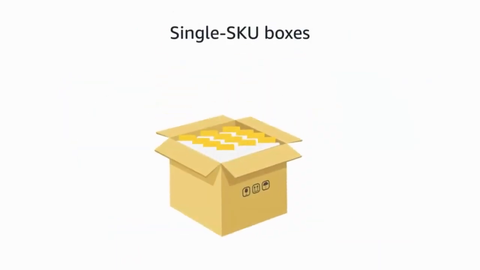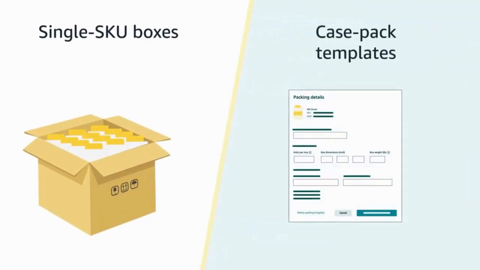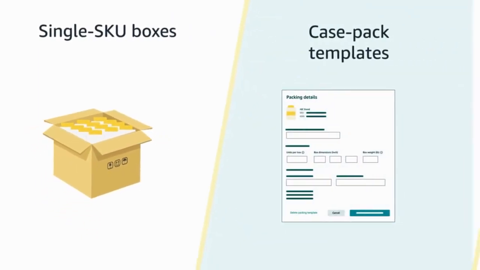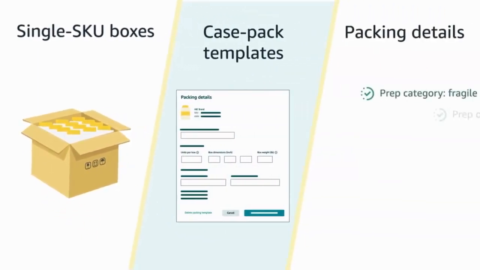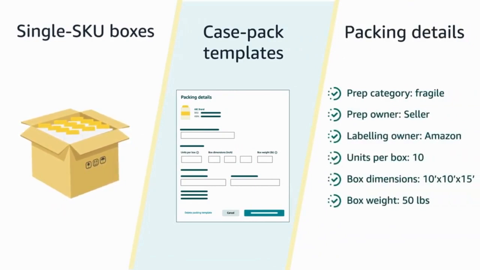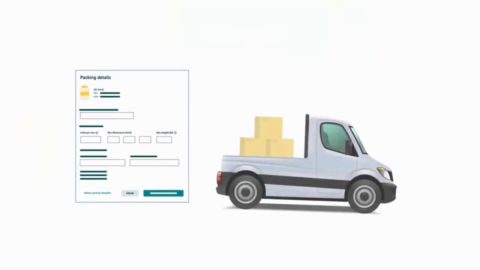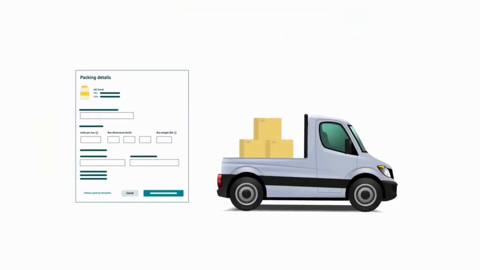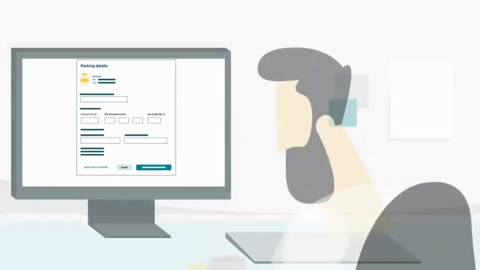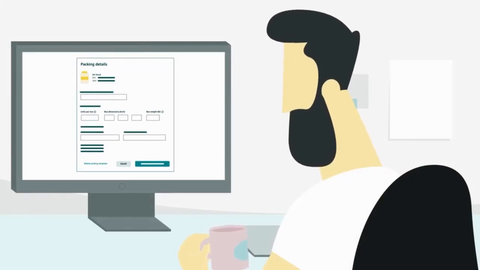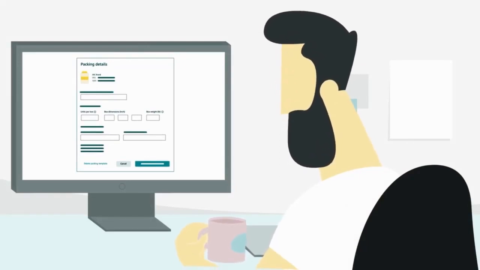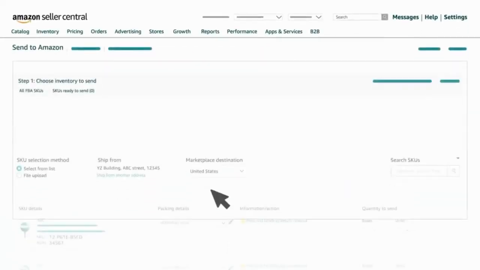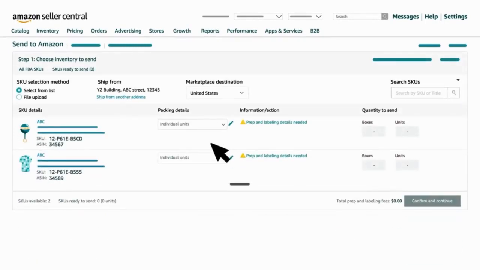If you're shipping boxes with one or more units of the same SKU, we recommend that you create reusable case pack templates to provide box content information, box weights, box dimensions, prep and labeling information. Since these templates can be used for future shipments, you won't have to re-enter packing details every time you ship that SKU, thus reducing time spent creating shipments. Now let's see how to create a case pack template.